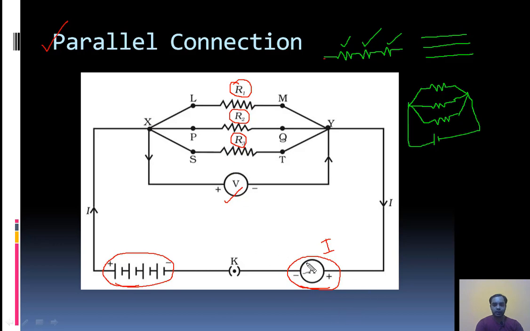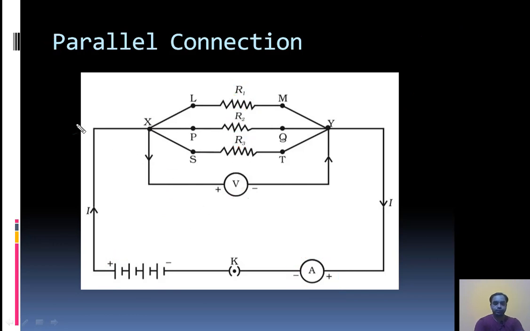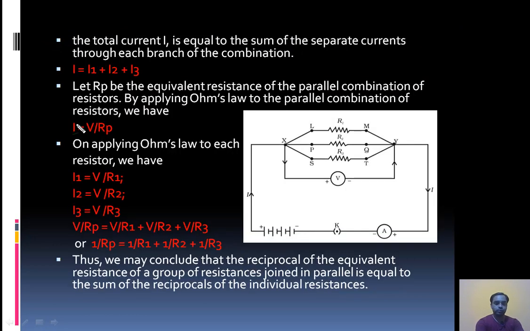So here with the help of this ammeter we can find out the value of current. With the help of the voltmeter we can find out the voltage or the potential difference. Okay, so we can calculate the things that we need here. So here in this circuit, suppose current I is flowing.